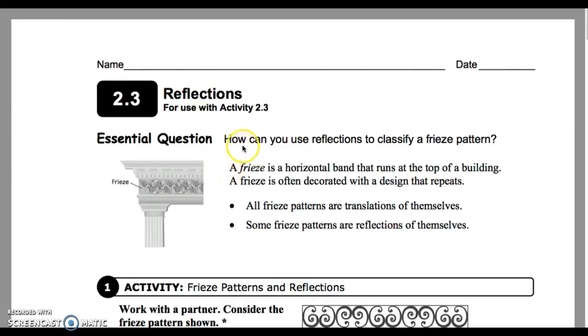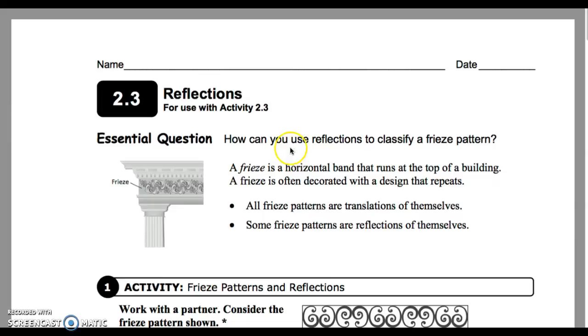All right, you should be on page 29 of your blue workbook, and it should say 2.3 Reflections on it. So we're going to be talking about reflections. We've already talked about what's called a translation. That's where you take an image and you just slide it to a new location. So reflections, you guys should know what this is. All it is, basically, is when you take a shape and you flip it, so it's facing the opposite direction.